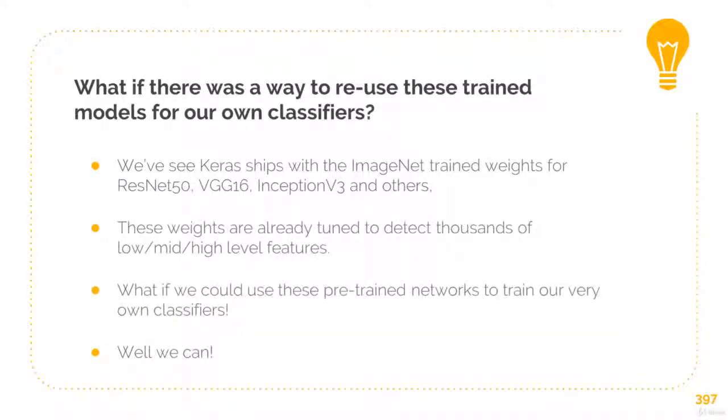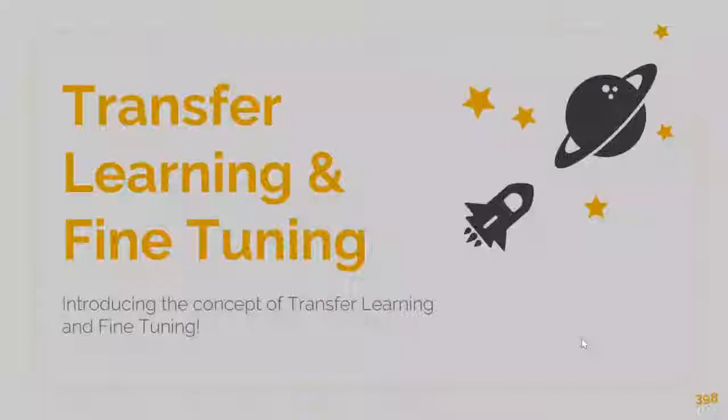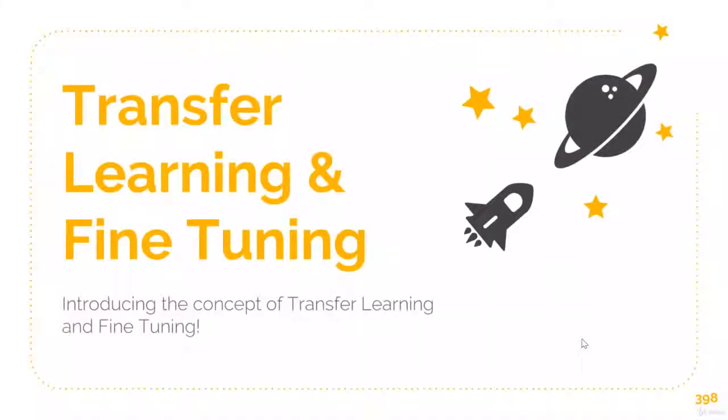So what if there was a way we could reuse those pre-trained models and make our own classifiers? We've seen Keras actually ships with pre-trained models on ImageNet, and those were the models I showed you before in chapter 14. These weights are already tuned to detect thousands of low, mid and high level features. What if we can use these already trained networks to build our own classifiers? Well, we can. Introducing transfer learning and fine-tuning. This solves the problem we just explained.